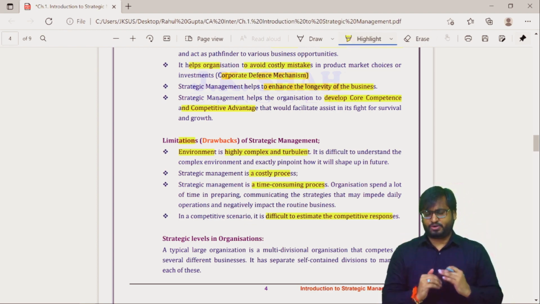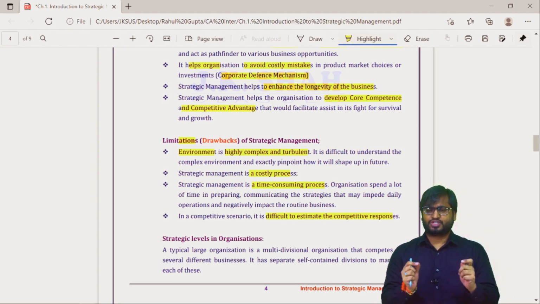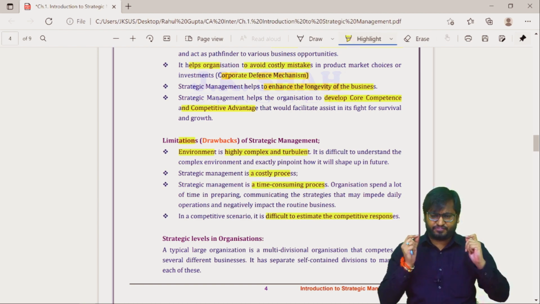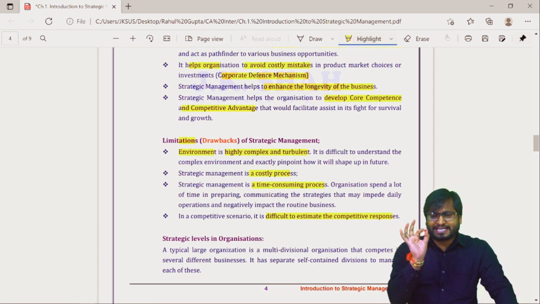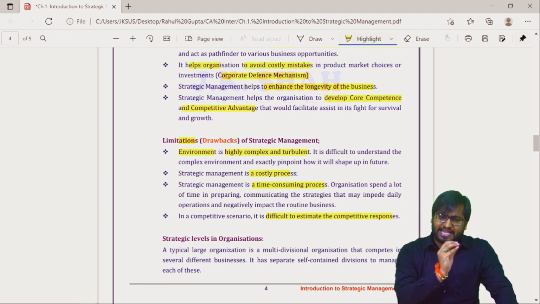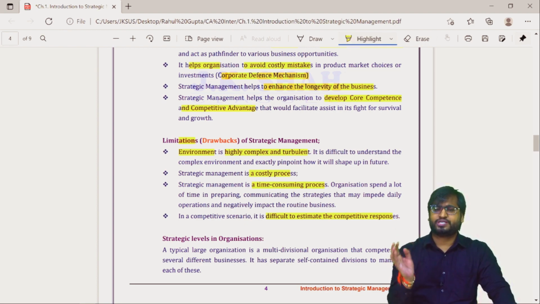Coming to the third point, functional level managers. Functional level managers are managers who are responsible for a specific function in the organization. So if I talk about the marketing department, HR department or finance department of one particular business, those are called functional level managers, departmental managers. They are responsible for their specific function.